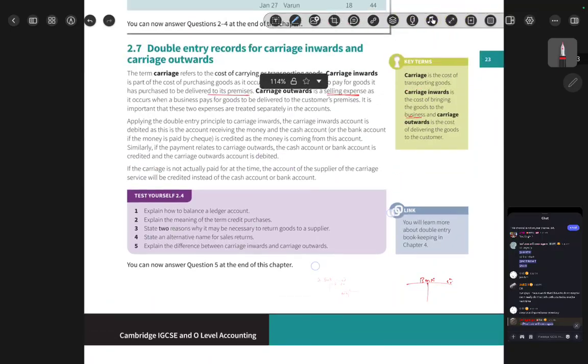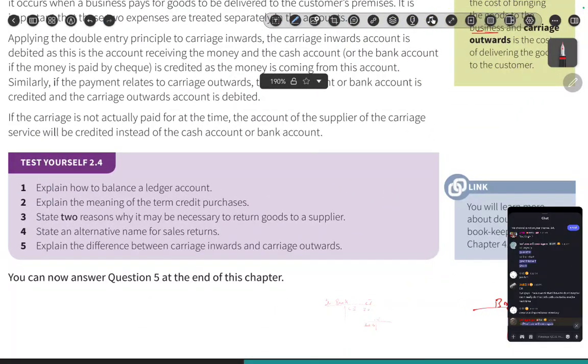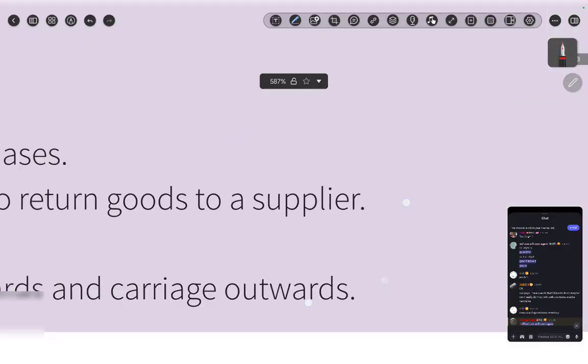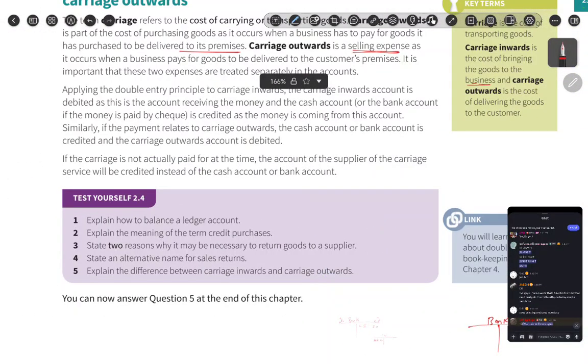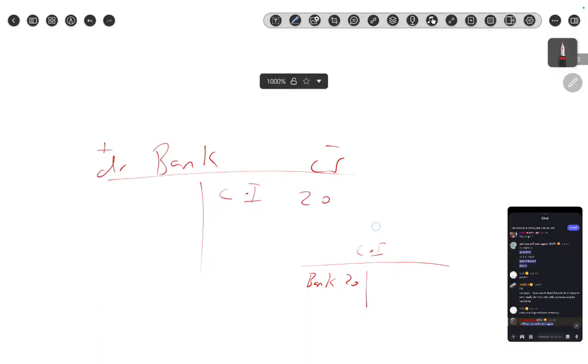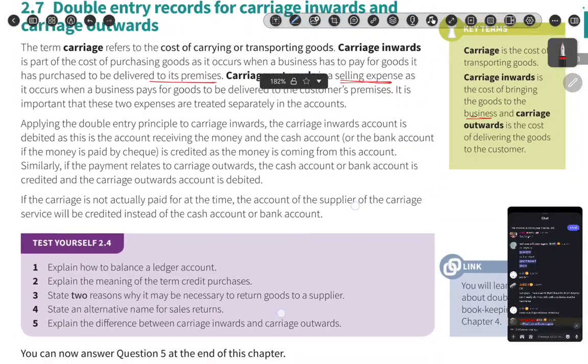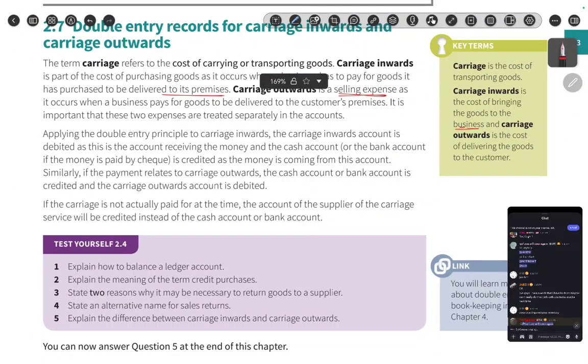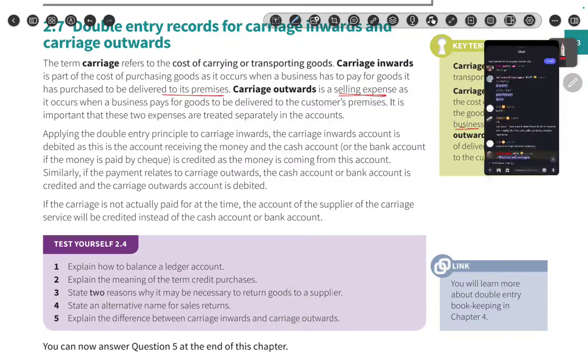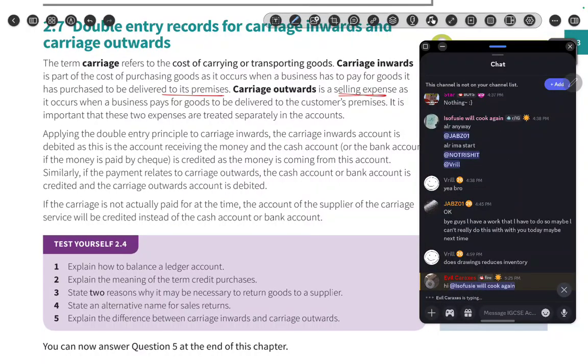Now let's read this statement again. Carriage inward is debited. Why? As this is the account receiving the money. So the bank account gave $20, the bank balance reduced by $20, because the money went to carriage inwards. So carriage inwards caused the bank to reduce by $20, and that's why you credit the giver, bank is giving the money, and debit the receiver, carriage inwards is receiving the money. Similarly, if payment relates to carriage outwards, the cash or bank account is again credited because your bank is giving money.